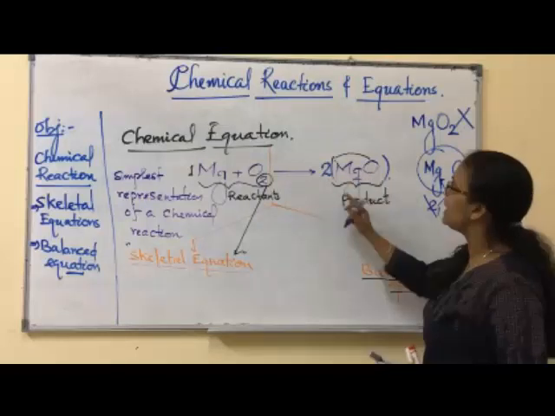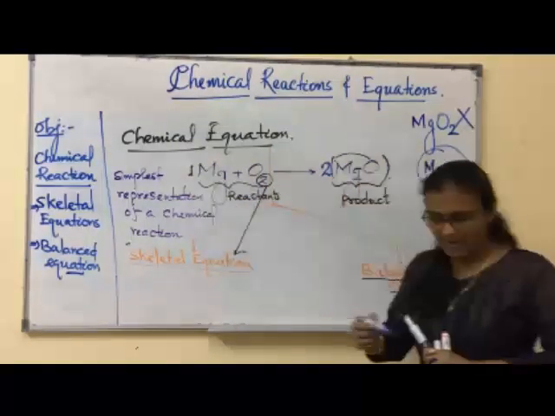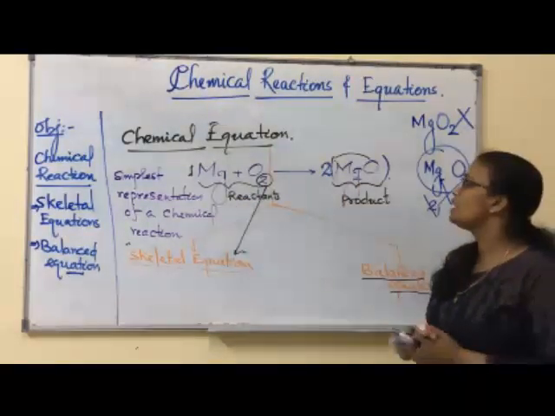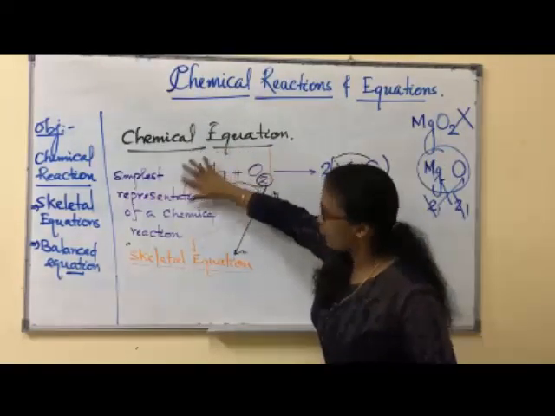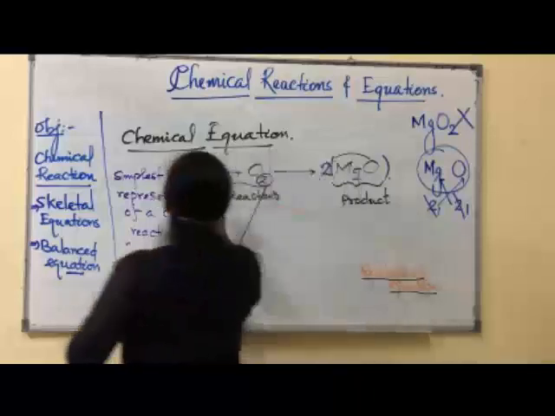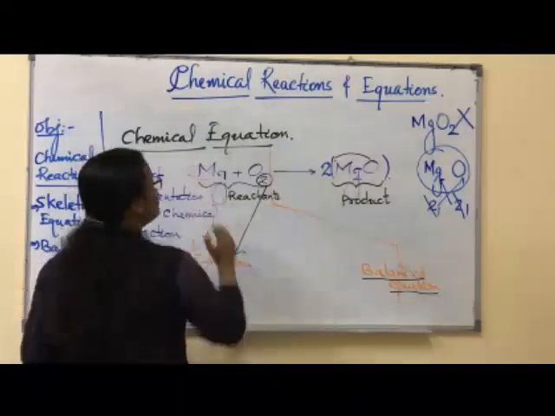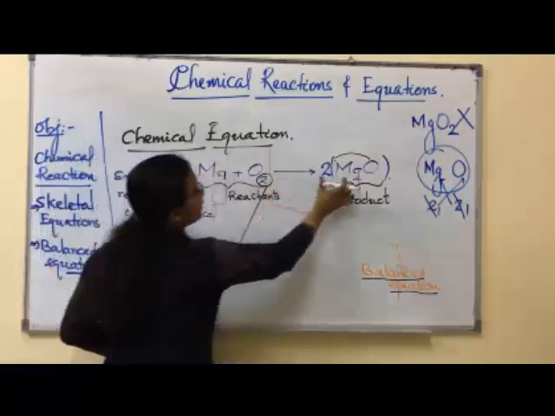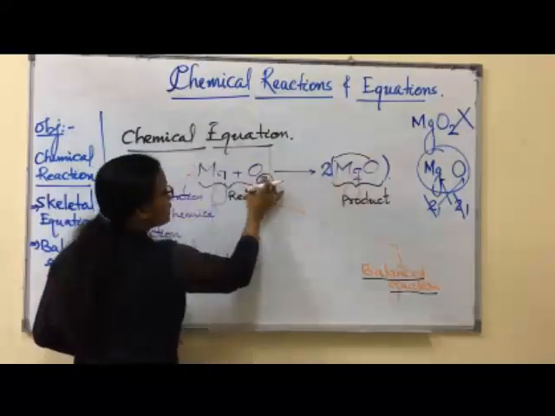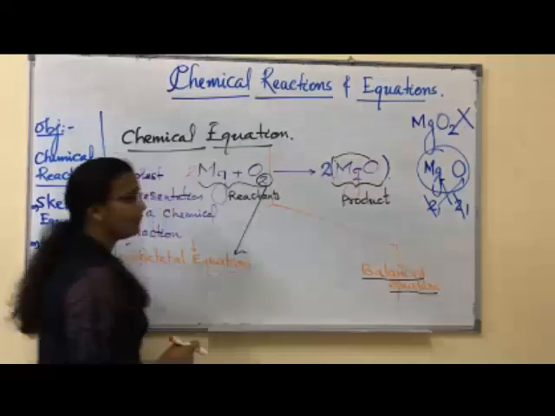Now oxygen is balanced but magnesium has become unbalanced. So in order to balance magnesium also, we can rub this number 1 and write 2 over here. Now we can say this is a balanced chemical equation because there are 2 magnesium, there are 2 magnesium, there are 2 oxygen, here there are 2 oxygen.